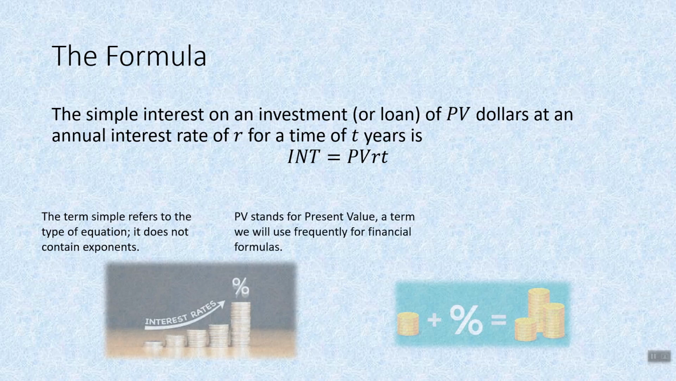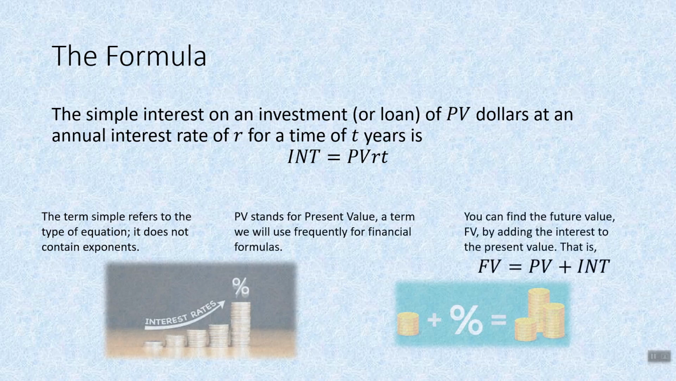PV stands for present value, a term we will use frequently for financial formulas. And you can always find the future value, which we represent by FV, by adding the interest to the present value, right? The money you had plus the interest you made is your future value.